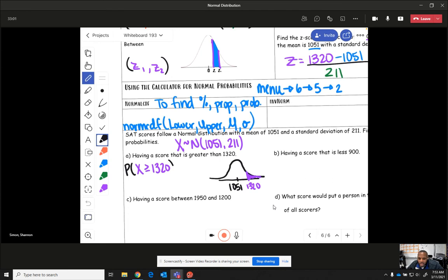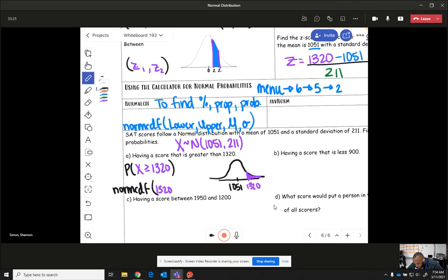And from here, I'm going to go to my calculator. So in my calculator, I'm going to type in this here, and I'll write it out first before I type it. I have Norm CDF, the CDF, my lower bound. Well, my shading starts here at 1320. So that's the lower bound of this curve, 1320. My shading is going to go to the right all the way to infinity.